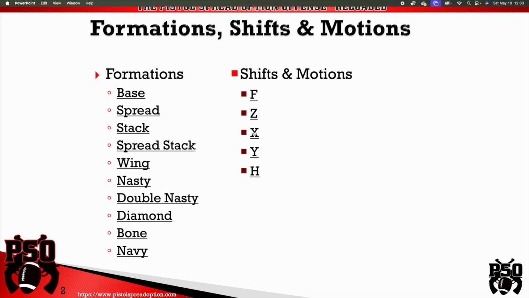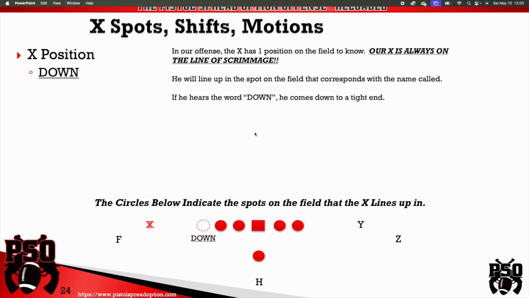Let's talk about the X. He has something very, very similar. Again, he is always on the line of scrimmage. Our X and our Y are always on the line of scrimmage. For him, the word he's going to hear is down. He's going to line up in whatever formation is called. If he hears the word down, he would go and line up in this down position.